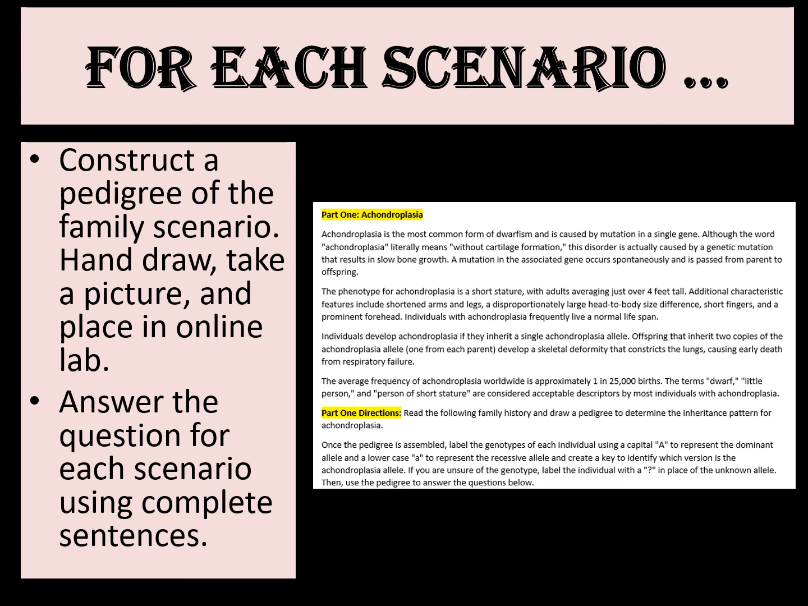I think the easiest thing to do would be to make the pedigree on a sheet of paper, take a picture of it, and insert that picture into your online lab. You can also make these digitally if you prefer it that way. Just make sure that whatever way you do it, follow the labeling rules and requirements that are in the lab. So they are asking you to identify what individual is what and what their alleles are. And then after that, there's just one question for each scenario, and the question is the same. It asks you to explain how this trait was passed on through the family.